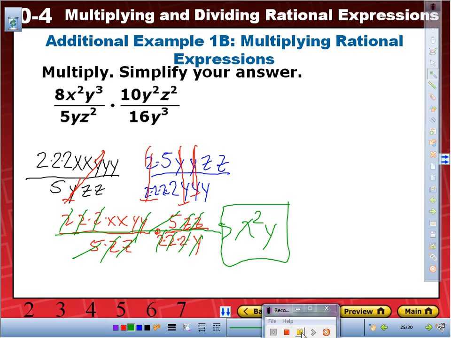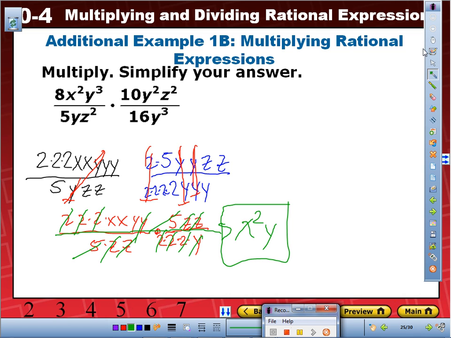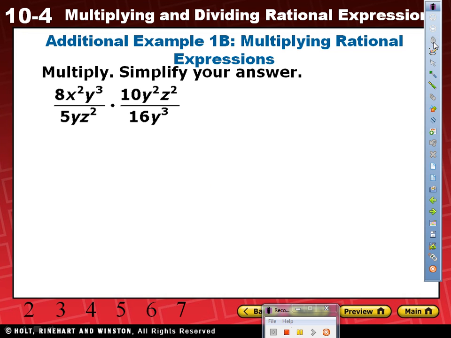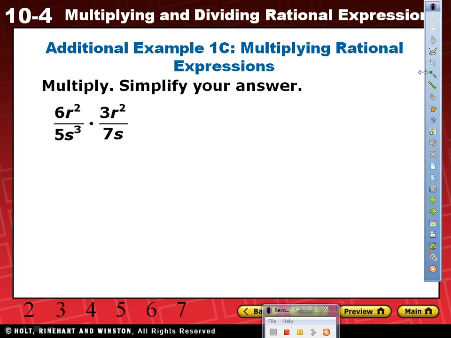Copy that. Example 1C. Here we go. I'm going to go a little bit faster, so tomatoes. Copy that one. See if you can simplify that one by yourself. Go. 6r squared over 5s cubed times 3r squared over 7s.